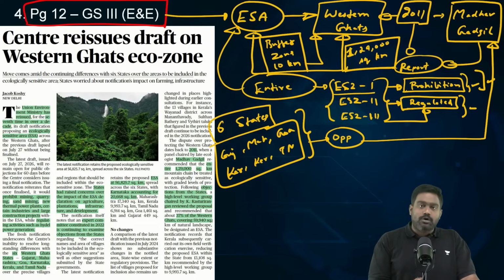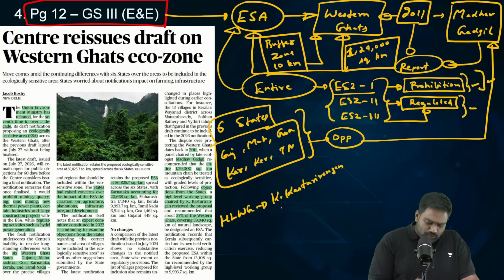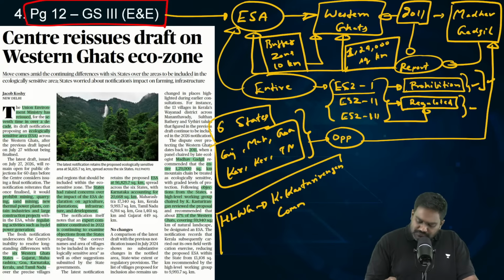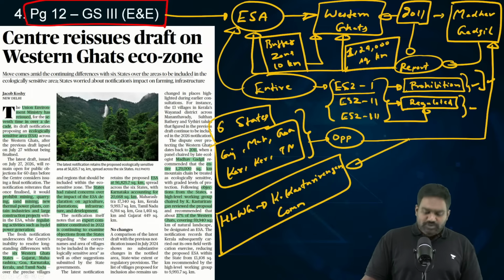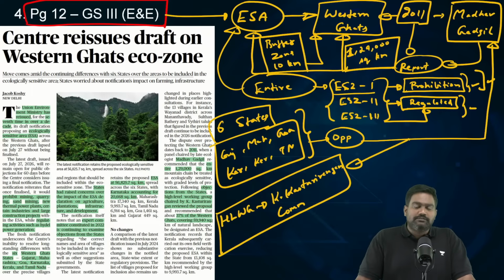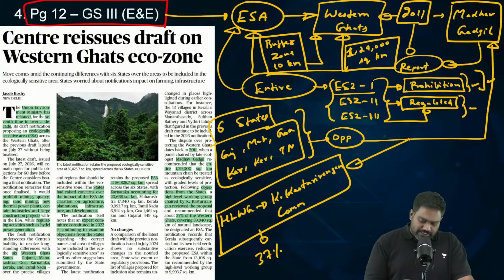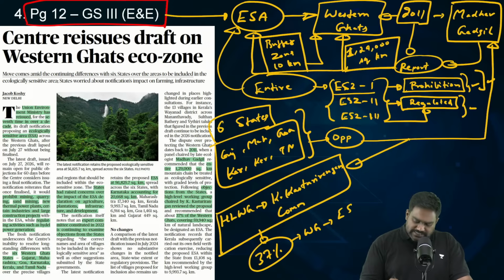So, following this strong opposition, the government of India established a high level working group under the chairmanship of former ISRO chief K. Kasturi Rangan. The K. Kasturi Rangan committee was asked to review the recommendations of Madhav Gadgil committee. So Kasturi Rangan committee went through the report of Madhav Gadgil committee and finally recommended that only 37% area of the Western Ghats would be designated as ecologically sensitive area.